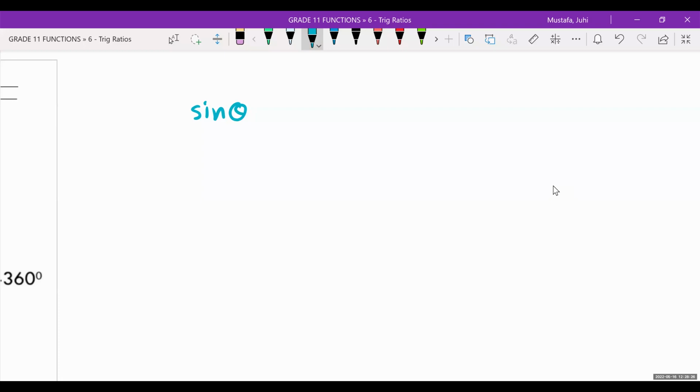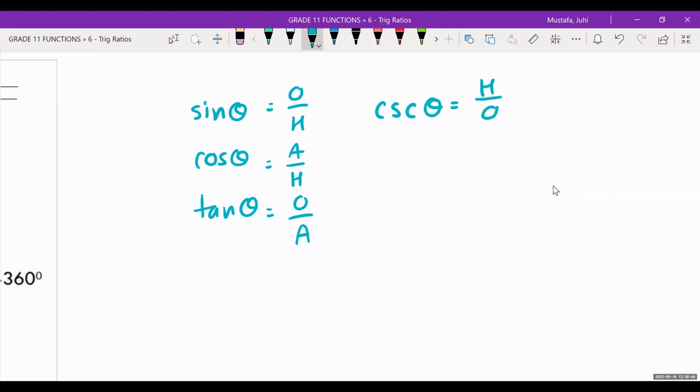So if we have sine theta, cos theta, and tan theta, and we know sine is opposite over hypotenuse, cosine is adjacent over hypotenuse, and tan is opposite over adjacent, what is the reciprocal ratio to sine theta? You just say it out loud. Yeah, h over o, and it's going to be cosecant theta is equal to h over o. How about the one related to cosine? Secant theta is equal to h over a, and the easiest one is the one related to tan, which is cotangent theta is equal to adjacent over opposite.